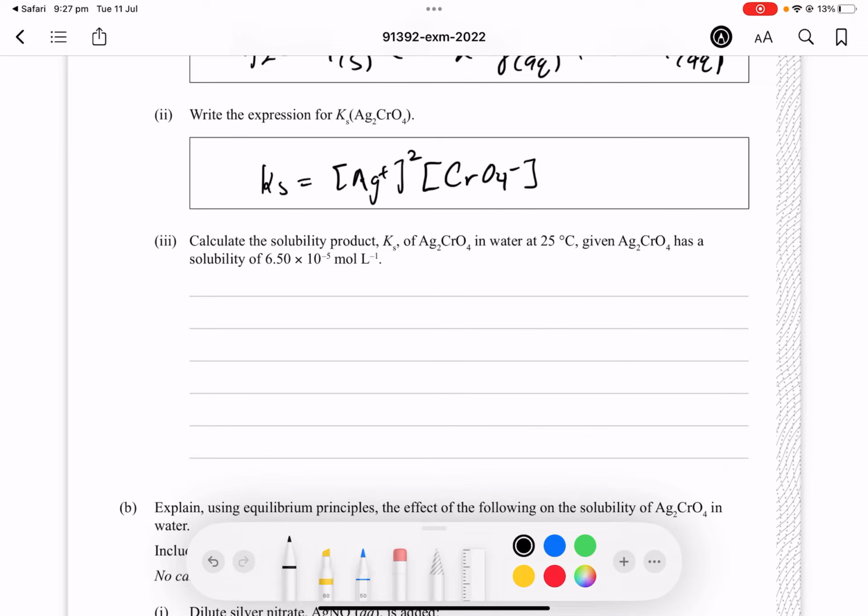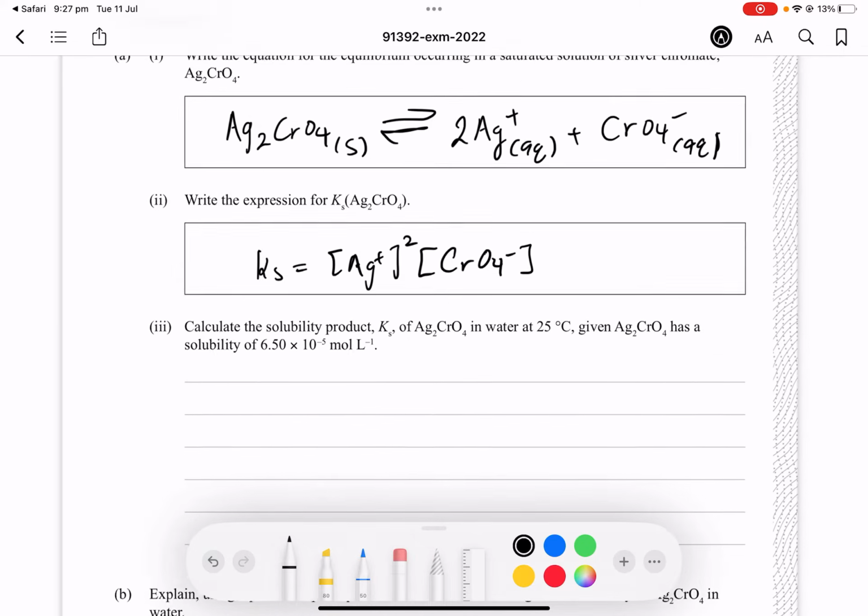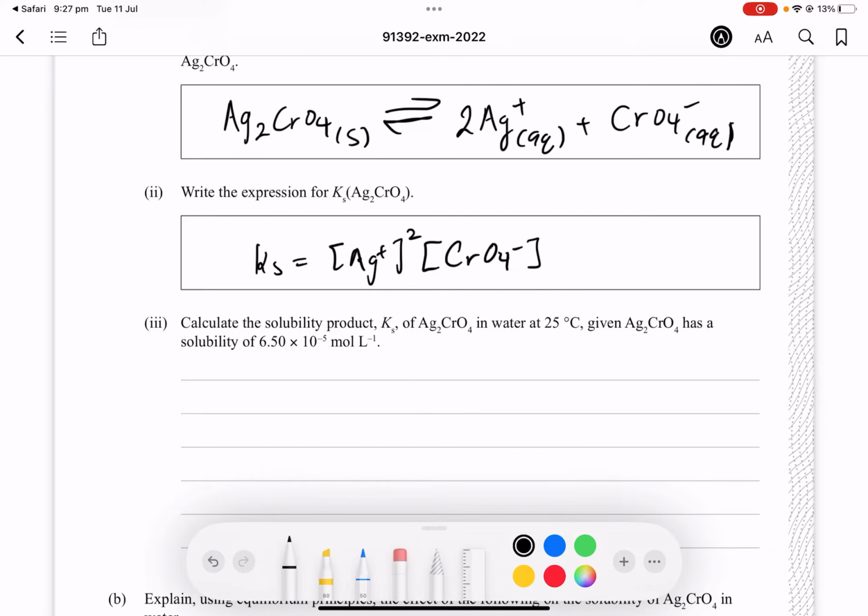Part II, we want to calculate the solubility product Ks of Ag2CrO4 in water at 25 degrees, given that the solubility is 6.5 times 10 to the power of negative 5 mole per liter. So in this case, we have some solid, and it's going to dissociate to form 2 lots of Ag+ ions and 1 lot of CrO4 minus ions. And we're going to let the solubility be S.